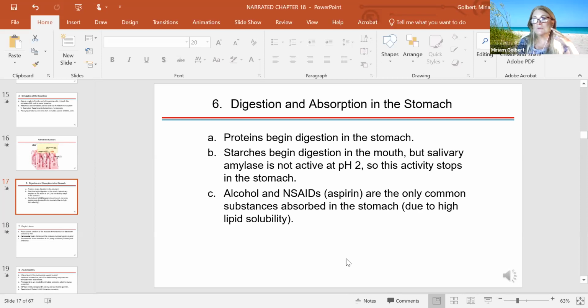So starches, we start to digest in the oral cavity, and that salivary amylase will get inactivated by the time it gets to the stomach, which is at about pH 2. And we don't absorb anything except alcohol and aspirin, but we start the digestion of proteins in the stomach.